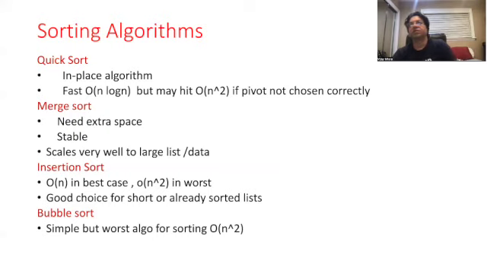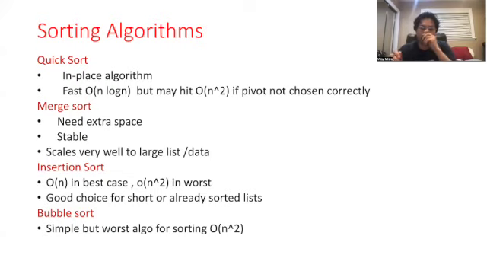So for searching, I said the list should be sorted before you do the binary search. So there are a lot of choices for sorting algorithms. I'm starting with a frequently used algorithm here. Quick sort is one of them.